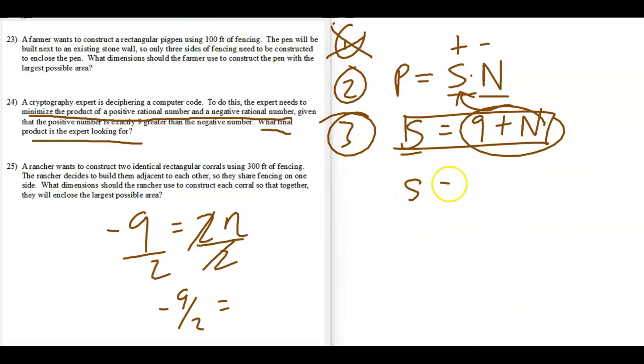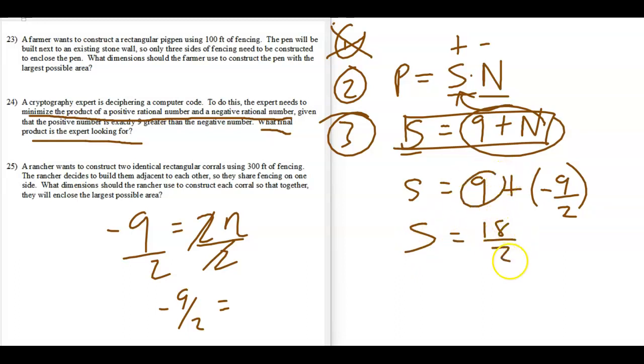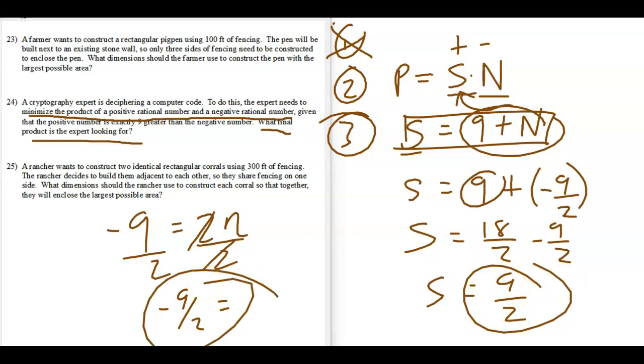So my positive number, as you guys know, is 9 more than my negative number. And we just found out that my negative number is negative 9 over 2. So we want to go ahead and combine these together to get an answer. I can change this to 18 over 2, so these have a common denominator. And then I can subtract them, and I end up with 9 over 2. So I've got 9 over 2, and I've got negative 9 over 2.